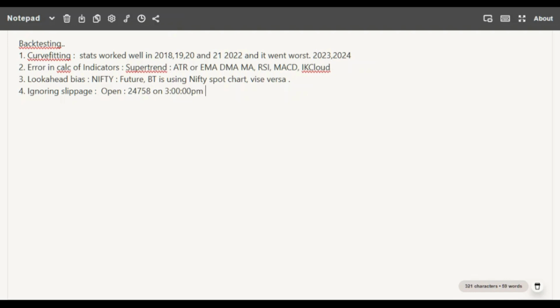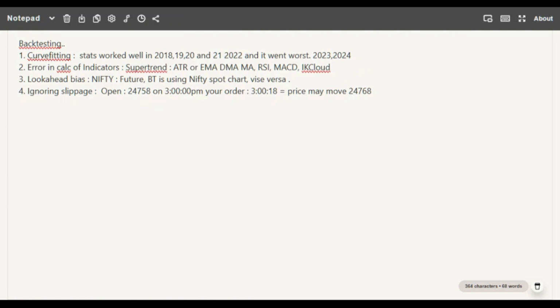Your order may execute in real time at 3 p.m. and 18 seconds. In 1 second Nifty can move anywhere, so in 18 seconds it may move to 768. Here in 18 seconds it can easily move 10 rupees. So this is slippage.